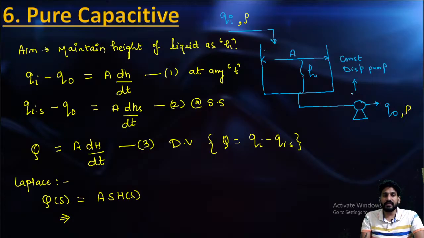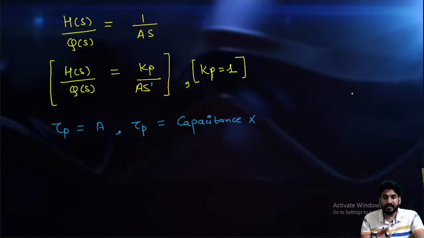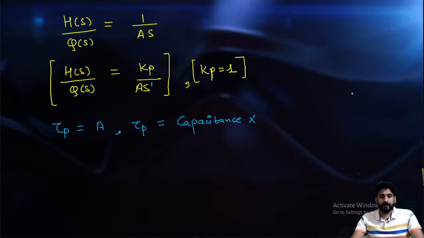If there is no resistance at all, then what is the repercussion of this? We will see the repercussion of this also. Am I clear with this or not? Okay. Till now, whatever response we calculated was for the transfer function Kp divided by tau P s plus 1. Now let's try to calculate the response for the unit step input in the case of the pure capacitive system.